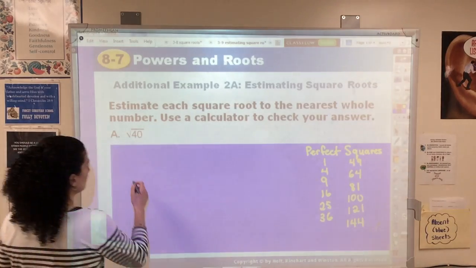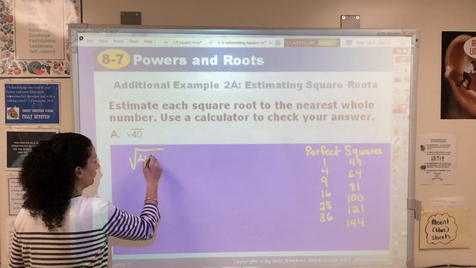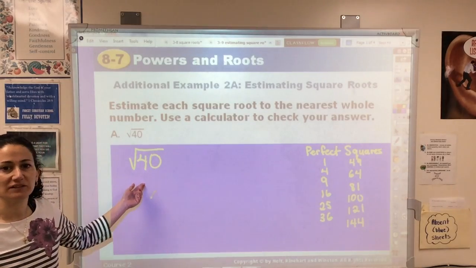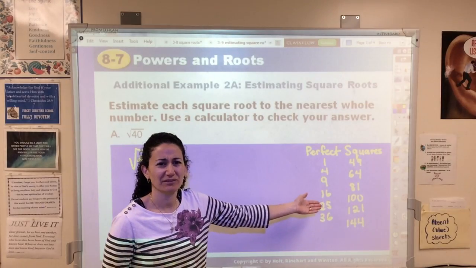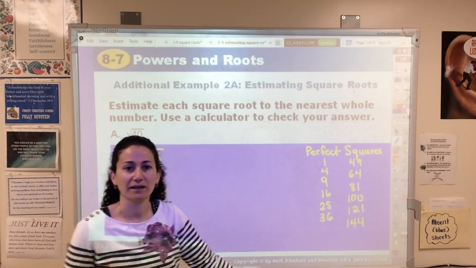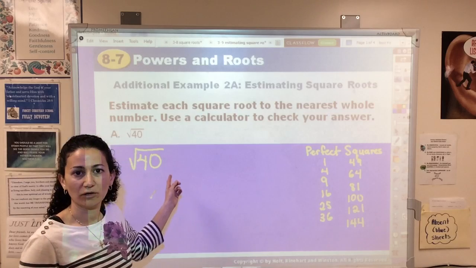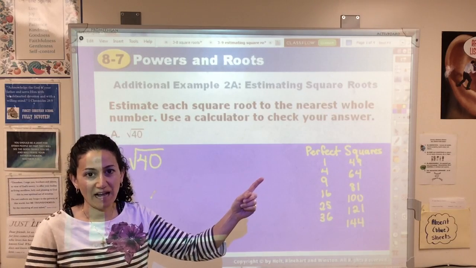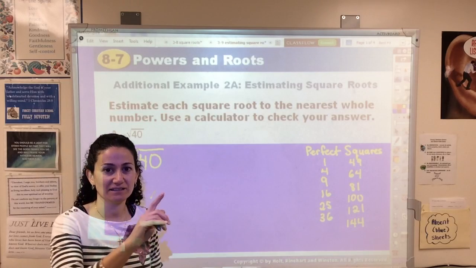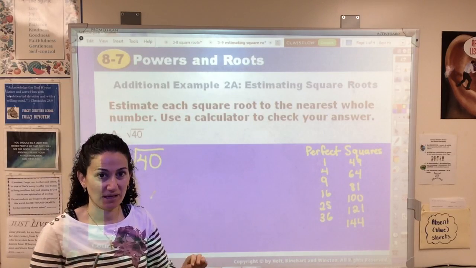Now take a look at this example. If I want to find the square root of 40, the first thing I'm going to think is, is that a perfect square? And when I think of all my basic perfect squares, no, it's not. Nothing times itself will give me 40. So that means I've either got to get a calculator and figure out the exact square root, or I can estimate. And I'm going to show you how to estimate.